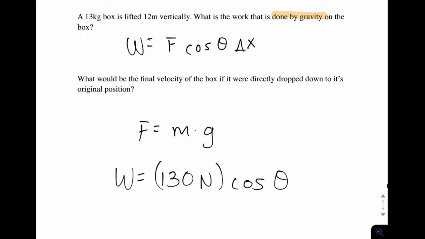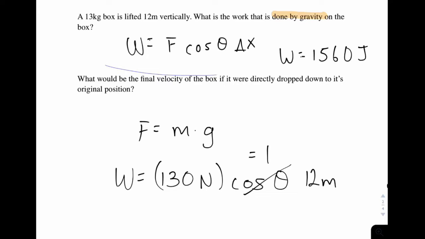And since this isn't going on at an incline or any sort of angle from the vertical, then we're going to say that the cosine of theta is equal to 0, which will make it equal to 1. And then we're going to look at our displacement. Our delta x is 12 meters. It's given for us. So when we do those calculations, we get that work is equal to 1,560 joules.